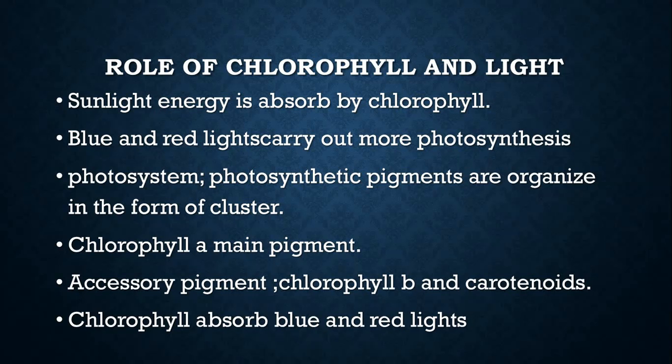Other pigments, chlorophyll B and carotenoids, are called accessory pigments. Accessory means a helper pigment which helps the plant make its food. Chlorophyll absorbs blue and red light mostly, because chlorophyll B and carotenoids have a different wavelength. These are the helpers of chlorophyll.